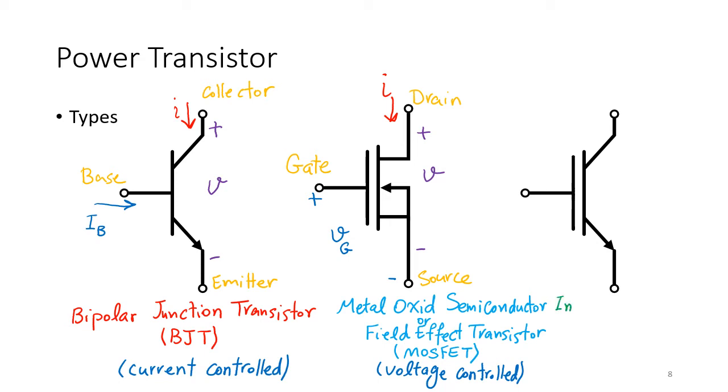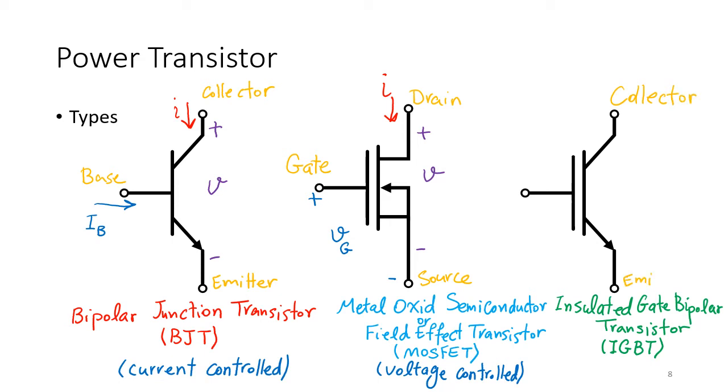It's known as insulated gate bipolar transistor, in short we call it IGBT. I don't want to discuss how it's built, but it's somehow a combination of the two previous ones. It's more obvious when we see the names of the ports. Here is collector and here is emitter, very similar to BJT. But here we have gate, similar to MOSFET.